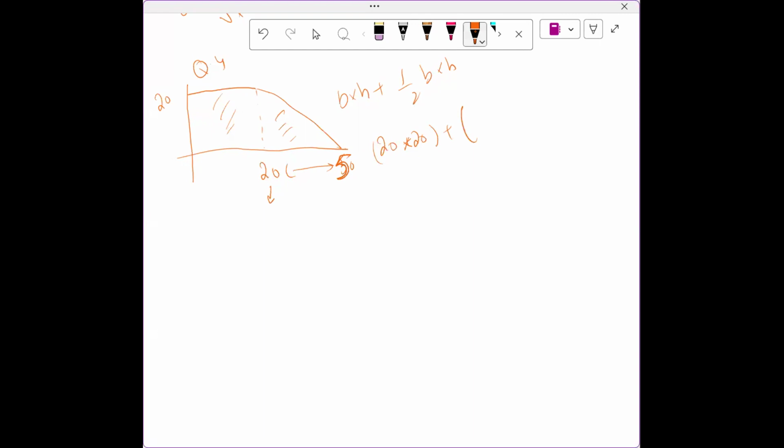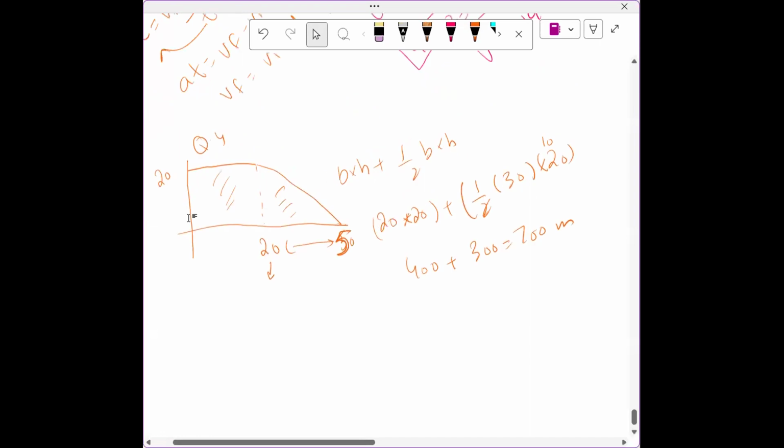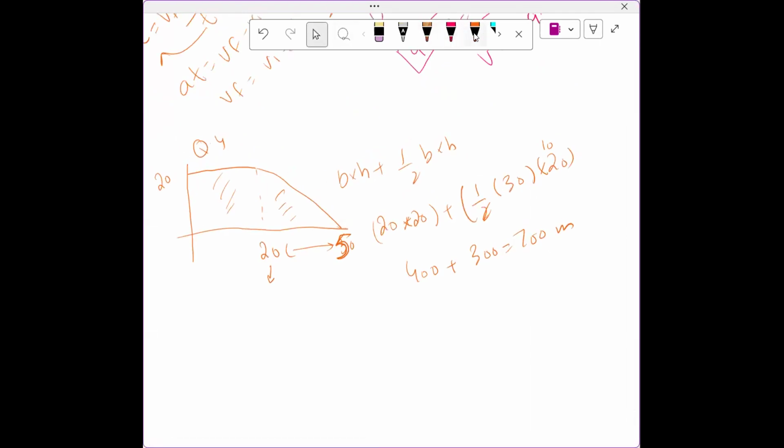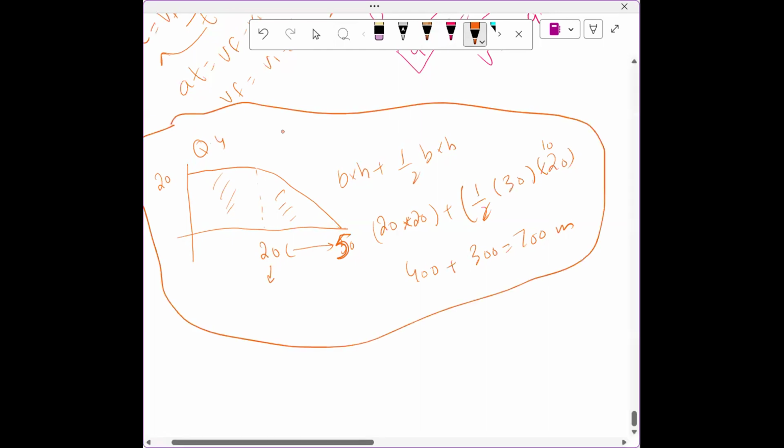So here it's to be 1 by 2. Base is 30 and height is 20. So 10, 400 plus 300, I think it's 700 meters. Okay. Yeah, I understand.